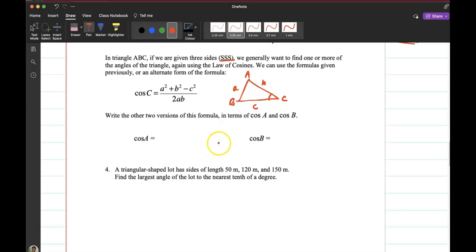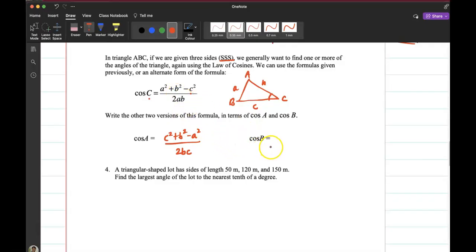So would the formula just remain the same? The formula remains the same. So what will your cos A be? If this is C, this came as minus C squared. Now would it be C squared plus B squared minus A squared, upon 2CB? Correct. That's what I was saying. Now you followed.